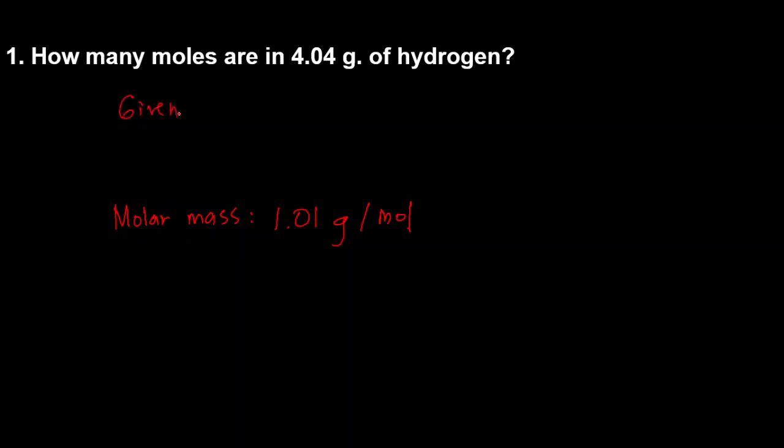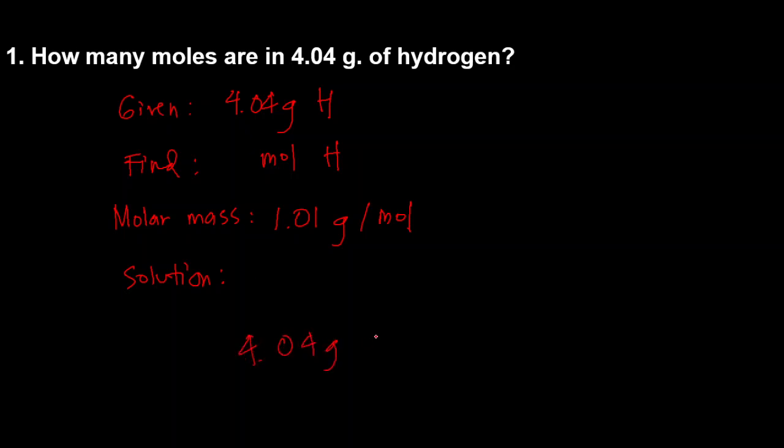Let's follow the process. First, write the given. The given is 4.04 grams of hydrogen. Then, we need to find the equivalent number of moles of hydrogen. So next, we are going to go on to the solution. Here, we need to convert this mass to the number of moles. So this is conversion of units. First, we need to write the given. The given is 4.04 grams of hydrogen. We multiply by the conversion factor.